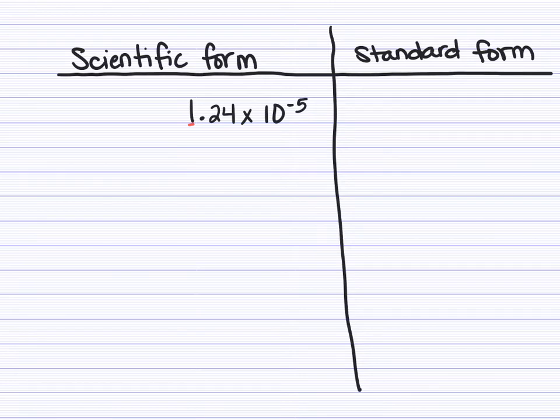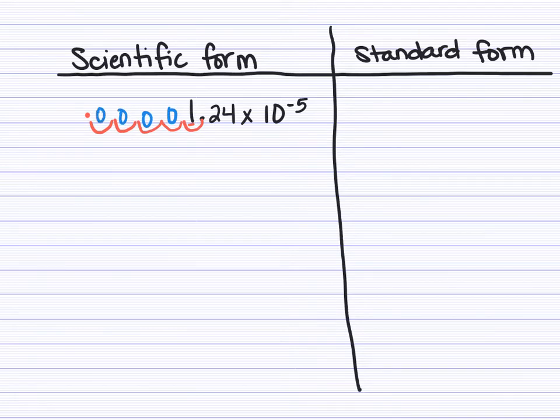Now the exponent is the most important part of this because it's going to tell us what direction to move the decimal. Since the exponent is negative, I'm going to literally take my decimal and move it left 5 times. So I'm going to jump over the 1, 2, 3, 4, 5. And I want you to think about this like an egg carton, like a carton of eggs. We're going to add in zeros to fill in our egg carton.